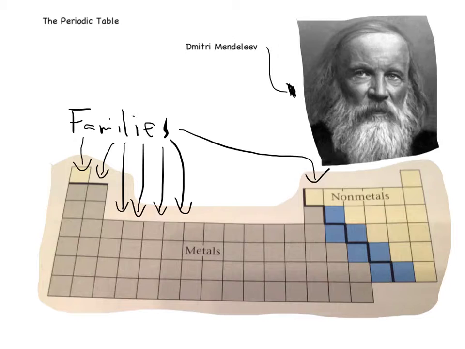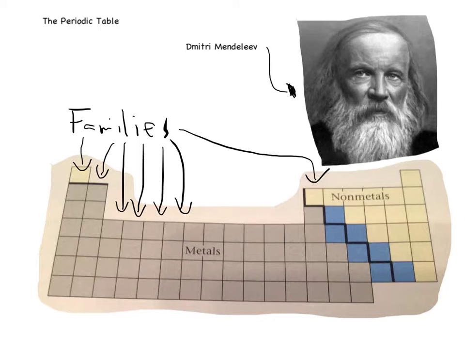For example, this family is known as the alkali metals, and they have an interesting property: they react violently with water. In class, we're going to watch some sodium and some potassium. This is sodium, this is potassium, this is sodium, this is potassium. They're going to be dropped in water, and you're going to see a violent reaction. That's a property that only these elements have, so he knew that they must be related, and he put them in a family together. These are a different family, and they have similar properties, and so on.